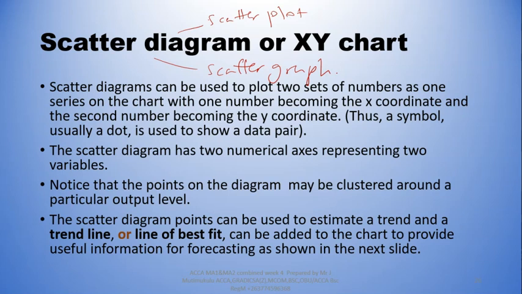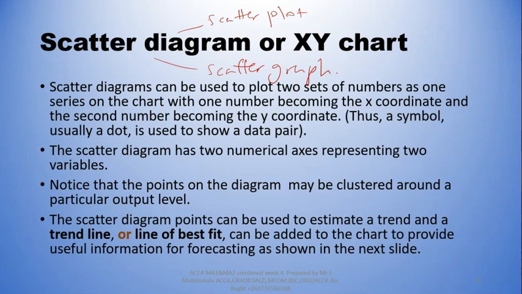It's not one number. That's two numbers, ladies and gentlemen. I do not want to see you guys failing this thing. So, a scatter diagram is two numerical axes representing two variables. As we have just learned from the previous graphs, the scatter graph also has two axes, a vertical axis and a horizontal axis, and then there's some plotting in between.